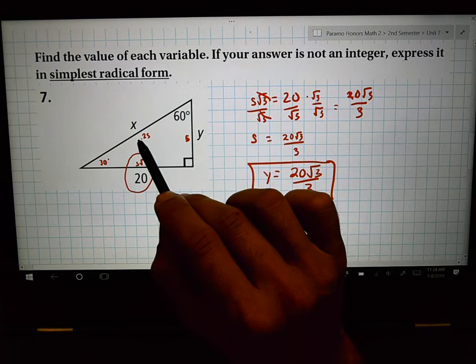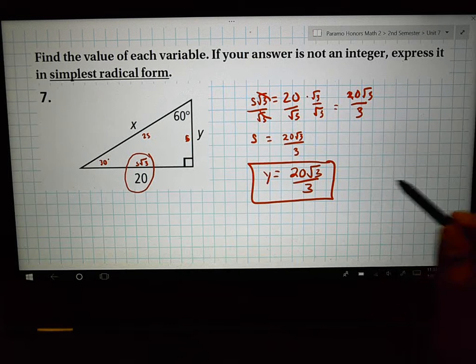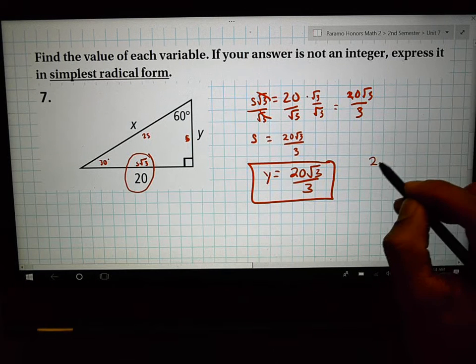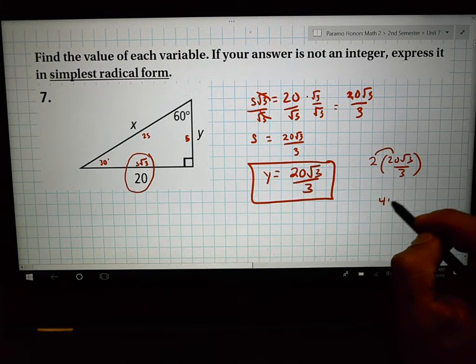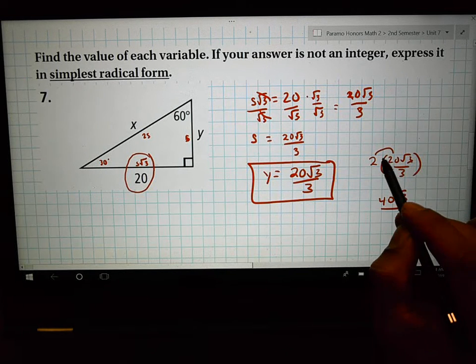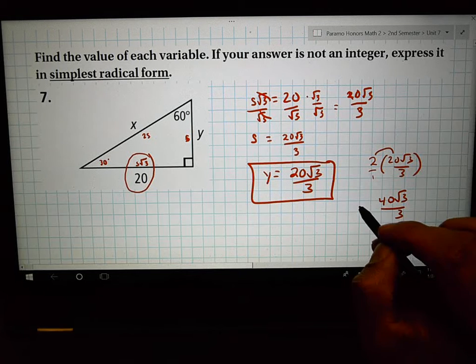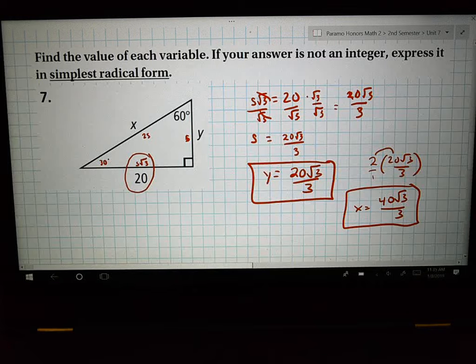x is double that. How do you double this? You multiply it by 2. You multiply the numerator by 2. That means you multiply the number in front by 2. 2 times the 20, let's just show my work for this. 2 times 20 root 3 over 3 would be 40 root 3 over 3. This 2 does not multiply inside a radical. You can't do that. And it's over 1, and we just multiply one thing. That is x. Multiply left to right, by the way. There's no plus signs or minus signs. There's no distributive property.